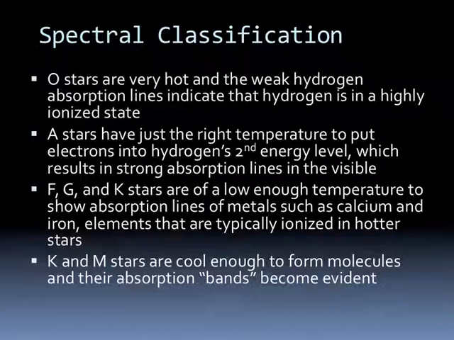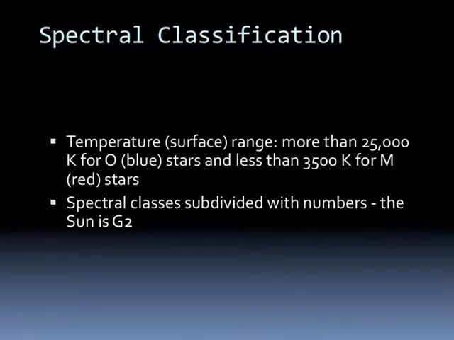A molecule might absorb over a band or a wide area of wavelengths as opposed to just a very specific one. The surface temperature ranges from more than 25,000 for O stars to less than 3,500 degrees Kelvin for M stars. Again, spectral classes can be subdivided by numbers. The Sun is a G2 star.